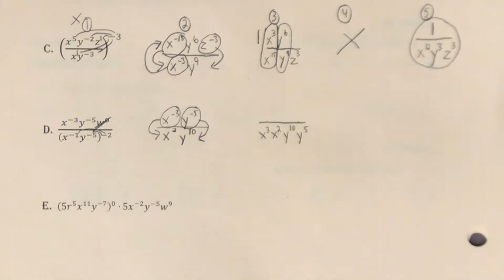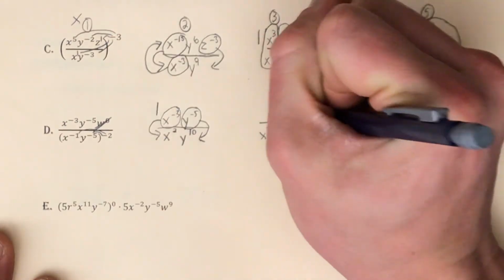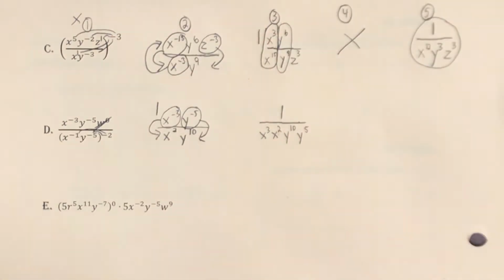Now you may say, well, what's left on top? Well, this is the same idea as example C. When we move everything off the top, we still have our coefficient of 1 up here. So we're going to put a 1 right there. So then after we've done that, we move on to the fourth rule, which is product of powers.